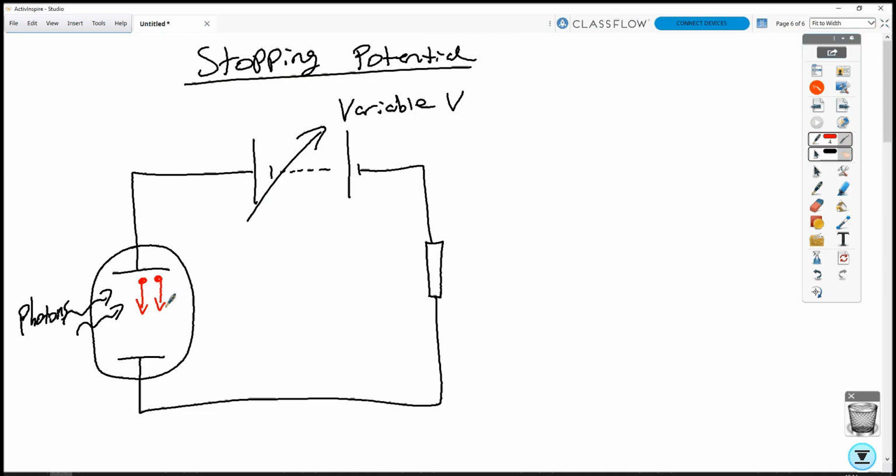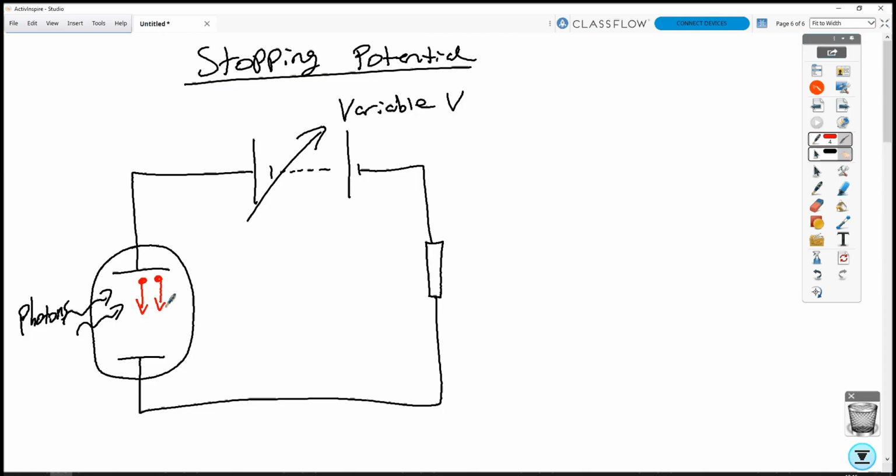Now, electrons are negative. So if our circuit is set up in the way it is over here, by turning on this potential difference, we will end up having a positive charge on the top plate, and a positive charge attracts the electrons, which are negative. The work done by the potential difference is given by the electrical equation W equals QV. Charge times potential difference is the work done.